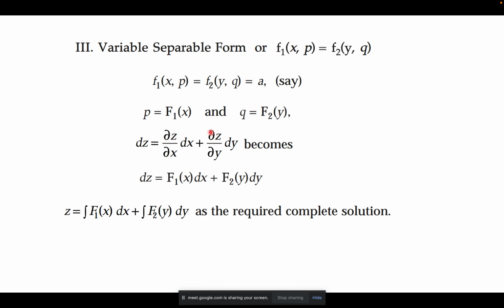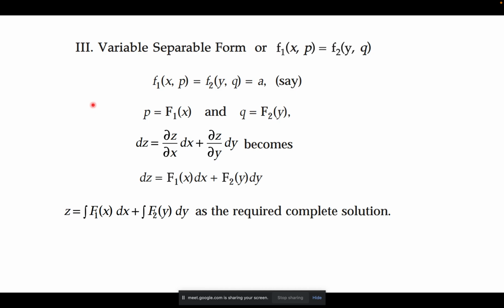Now you know that dz can be written as del z by del x times dx plus del z by del y times dy, and you know this is p and this is q, so you simply write the value of p equal to f1(x) times dx, and the value of q equal to f2(y) times dy. And you see this is a very easy equation to solve, because in this equation the variables are already separated, so it's very easy to integrate. So this is how you solve such equations given in the third standard form.